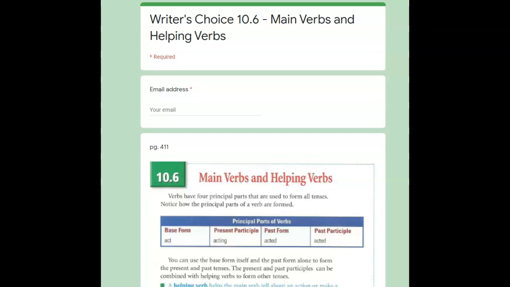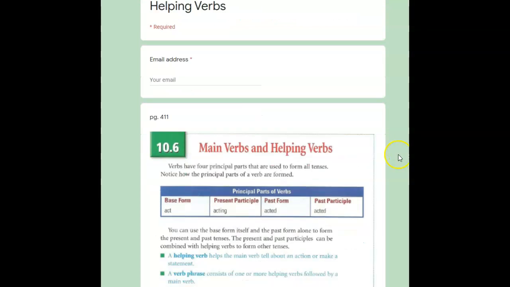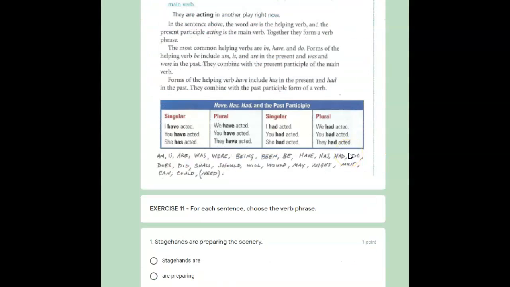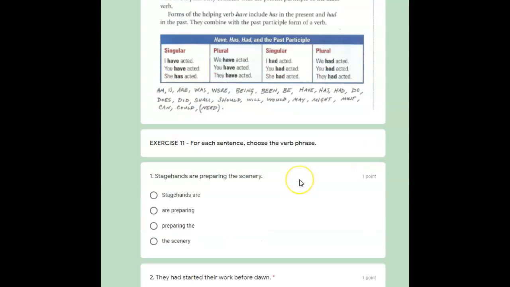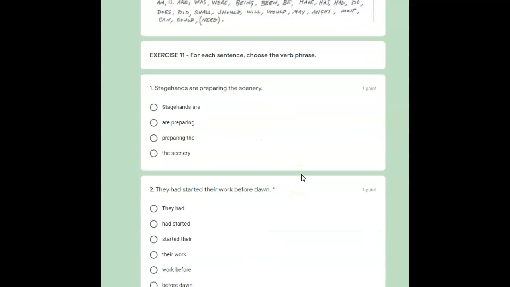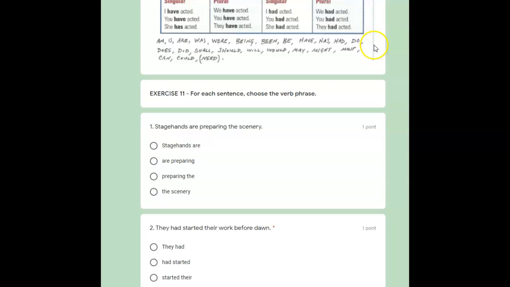Okay, for Writer's Choice 10.6, main verbs and helping verbs, same sort of information that was just shown in the video. I did put the extra helping verbs here under your blue box list. For exercise 11, 1 through 10, you're going to choose the verb phrase. So you're going to have a helping verb up here in your charts, or a form of one of the words in that chart, plus a verb.